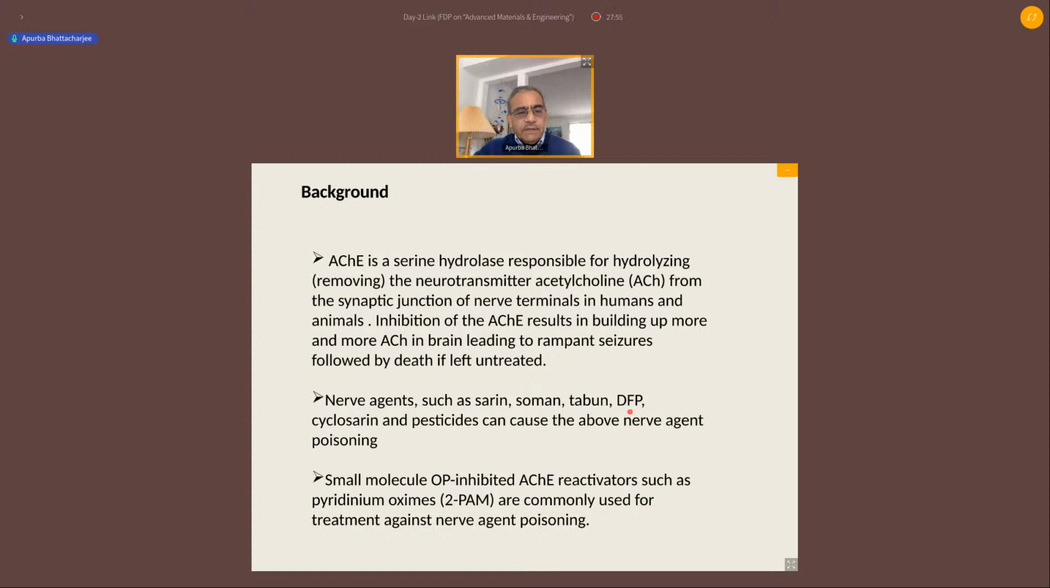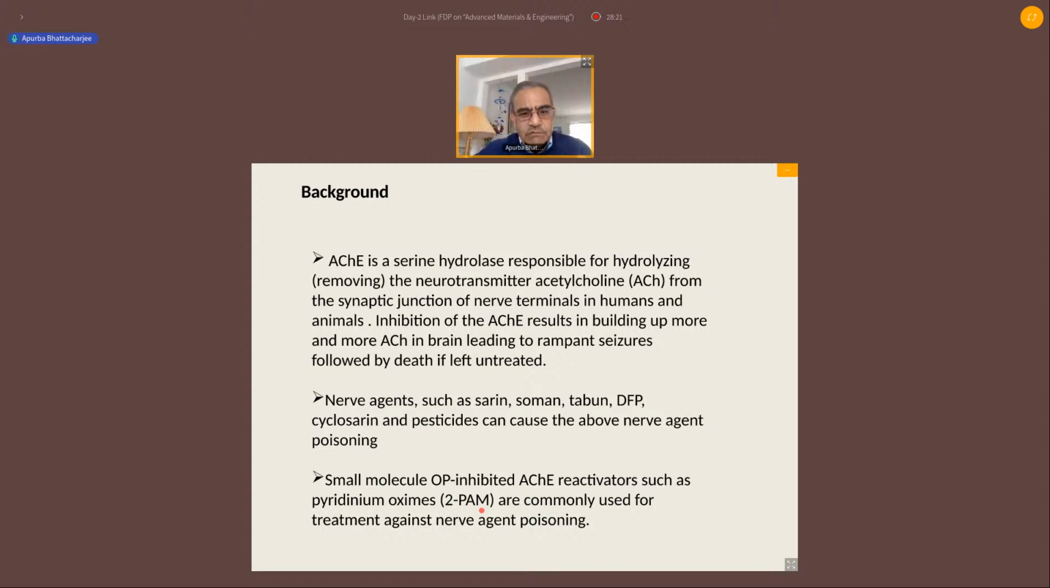And there are news reports that Russia uses this one, cyclosarin. Pesticides are also capable of inhibiting acetylcholinesterase. The known oxime reactivator used by the United States is 2-PAM. I'll show you the structure.